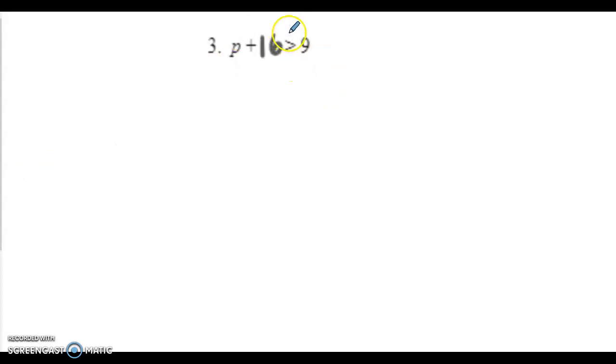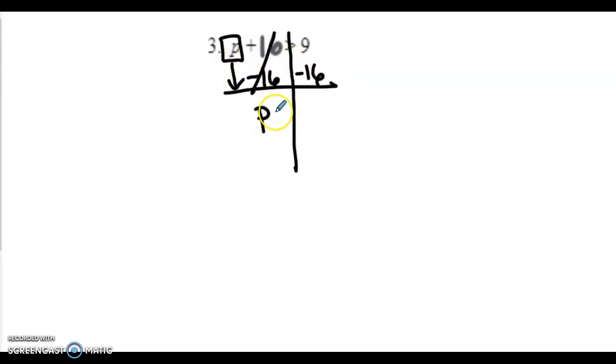Let's look at this one. Draw a line down our symbol, box off our letter. We want to get p by itself, which means we need to get rid of 16. Since it's positive, we're going to make it negative and do it to both sides. I'm keeping my symbol the same. And then let's see, 9 minus 16 is negative 7. So it says p is greater than negative 7.